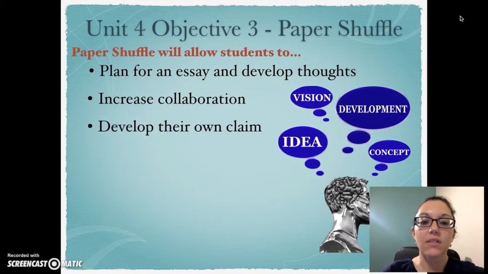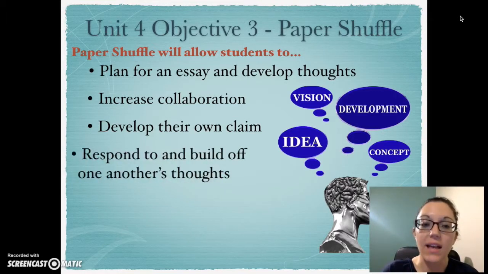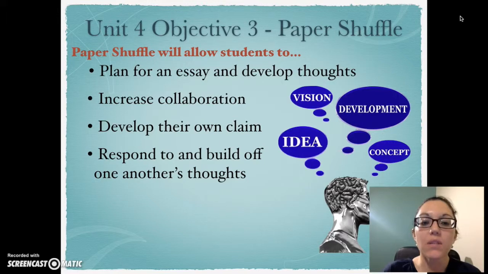The paper shuffle activity can either be used to support the writing prompt that was previously designed, or it can be used to support a new task. The main purpose of this activity is to have students develop their own claim or opinion while also responding to one another's. Students are able to build off one another's ideas in order to further clarify and develop their own.